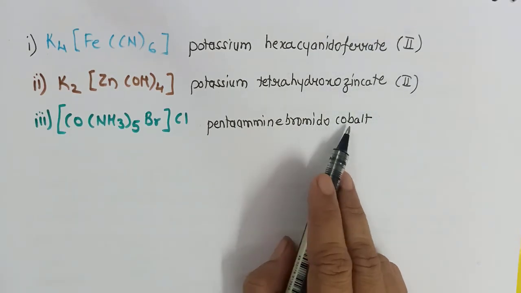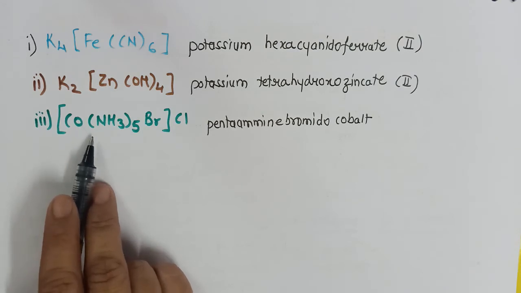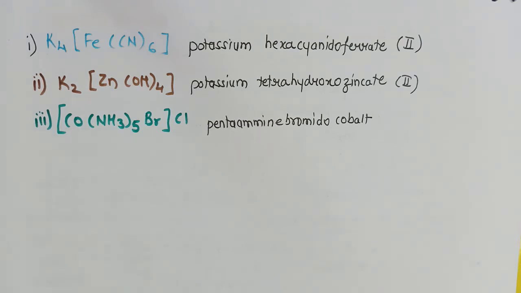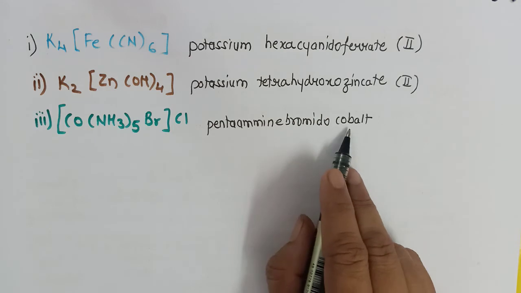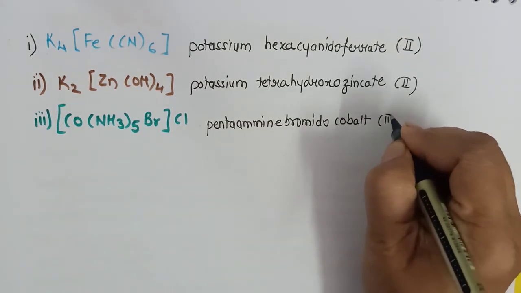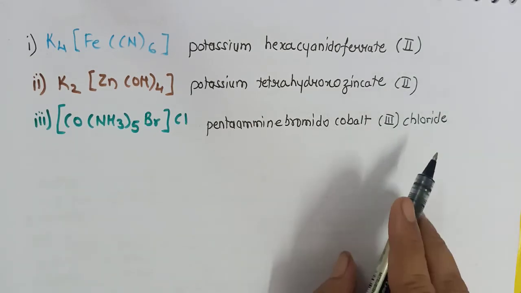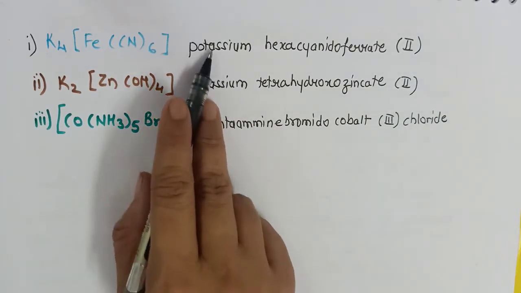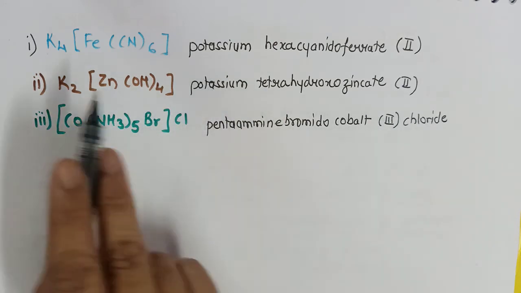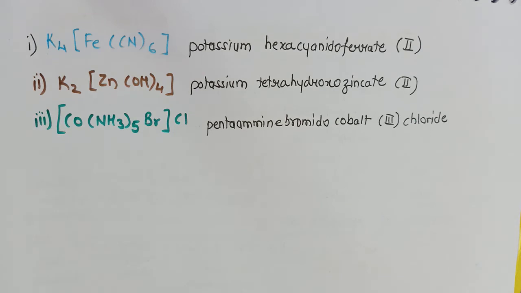Now here we'll not write cobaltate as the complex ion is a positively charged one. Whenever the complex ion is a positively charged one, you will not change the name of central metal atom. The oxidation state is 3, chloride. When we are considering the counter ion, in all these 3 examples, just see, I have not considered the number. Counter ion, its name will be written as it is.